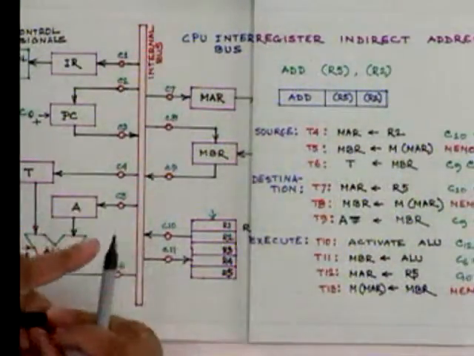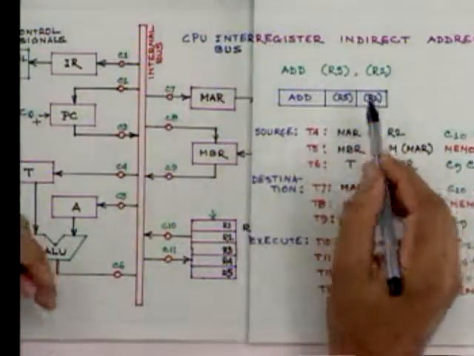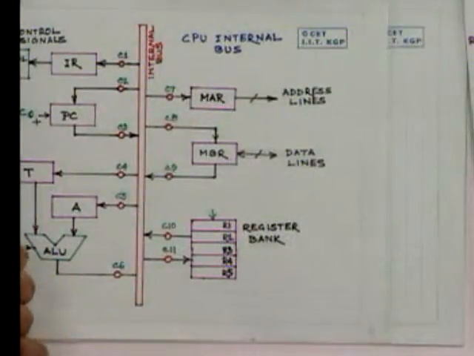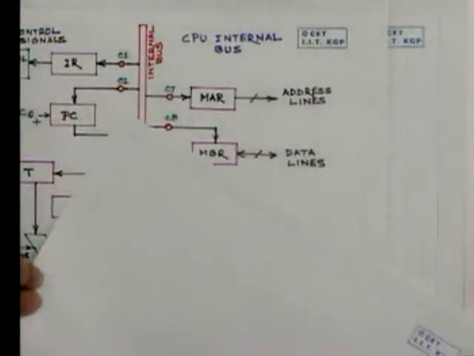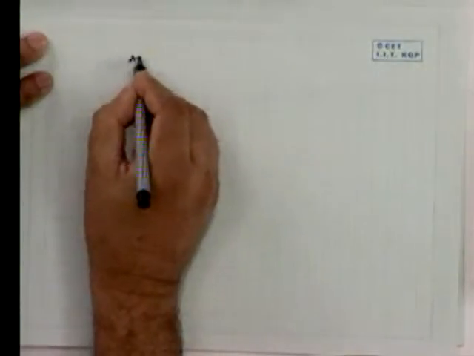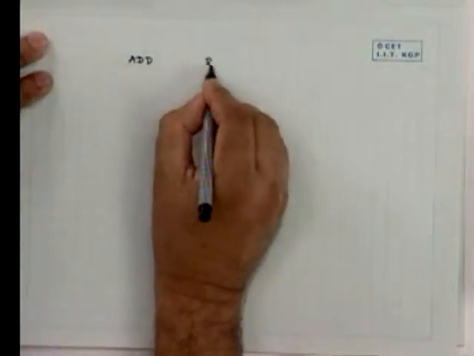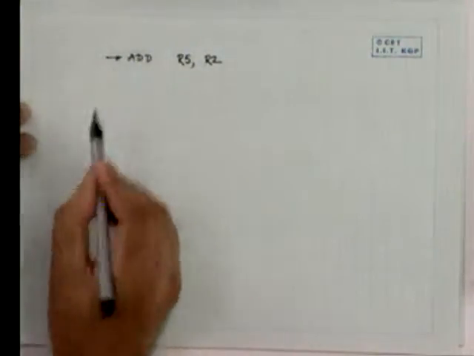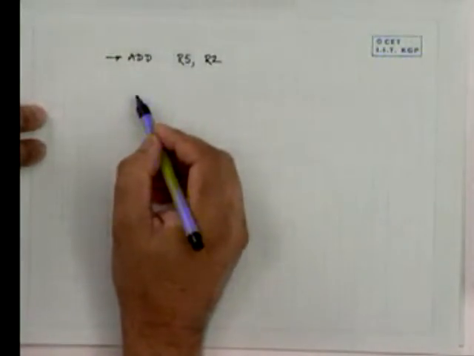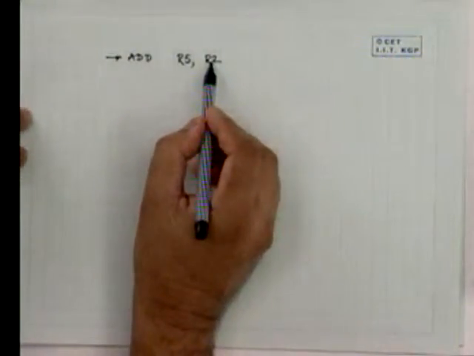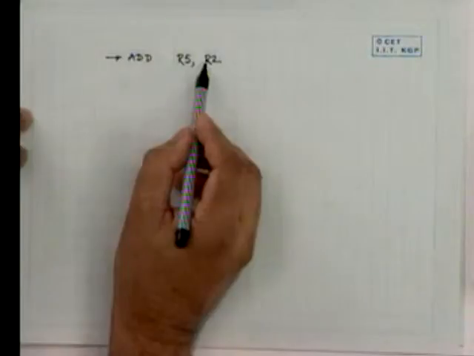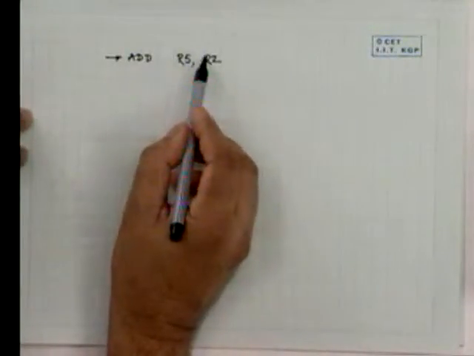Now just compare this with the time that I need to compute, say, add R2 with R5. Okay. Here we will naturally go for instruction fetch. Immediately after instruction fetch, the content is available at R2 because it is register addressing. The content of R2 is taken, added with R5, and the result is stored in R5.